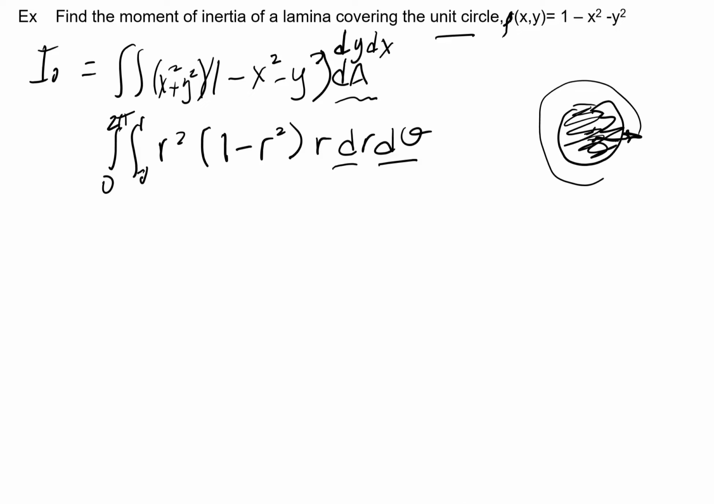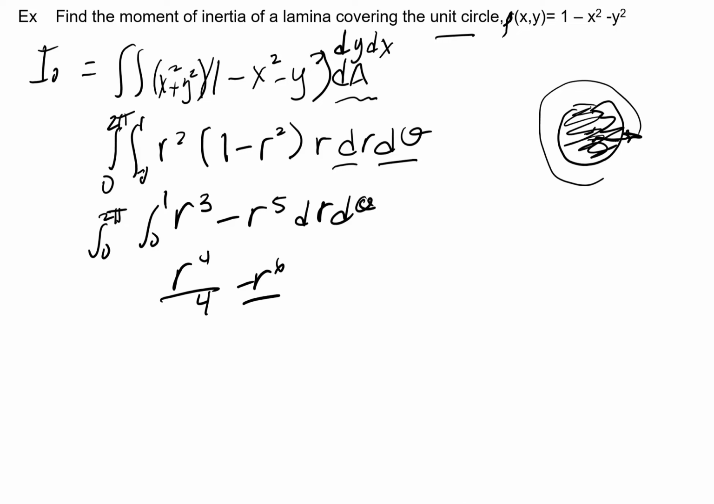So now we just need to simplify our expression, and as we put the various terms together, I have an r squared times a 1 times an r, so that's going to give me r cubed, and then minus r squared times r squared times r, that's going to give me r to the 5th. And again, integrating, we have dr d theta, and we go from r from 0 to 1, and theta 0 to 2 pi. So simplifying this, we end up with r to the 4th over 4 minus r to the 6th over 6, evaluating between 0 and 1.